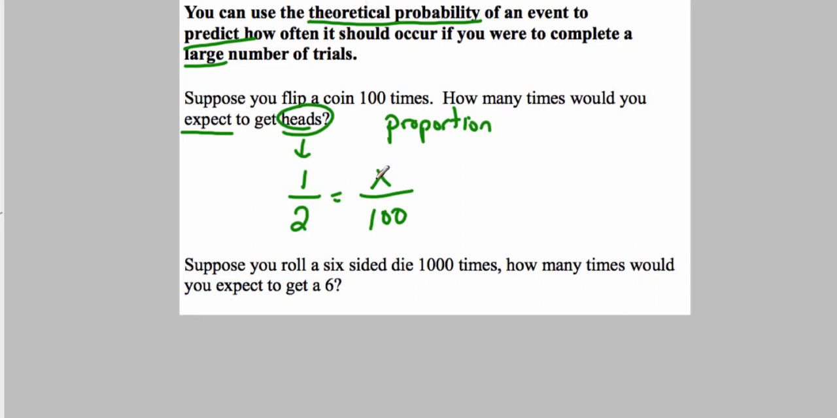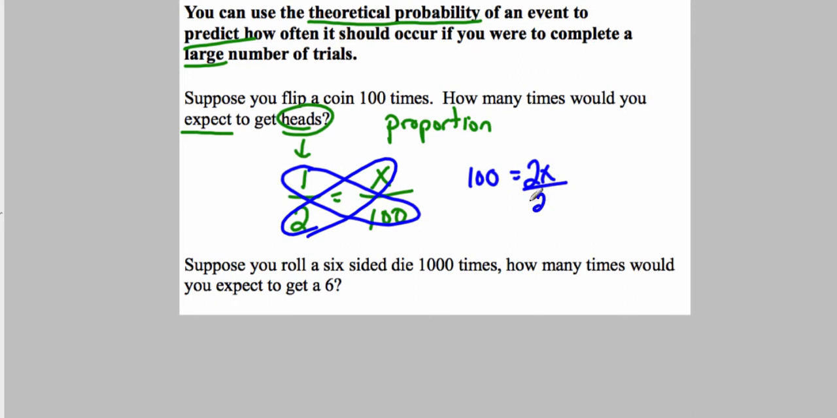Now, obviously, this one's a pretty easy one. We can probably do it in our head. But if we remember, to solve a proportion, we just multiply along our diagonals. We do our cross products. 1 times 100 is 100. 2 times x is 2x. And then we solve to get x by itself. And we find out that we would expect 50 times we would get heads if we flipped a coin. That would be what we would expect to get.